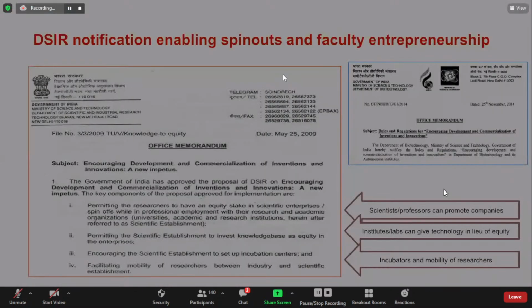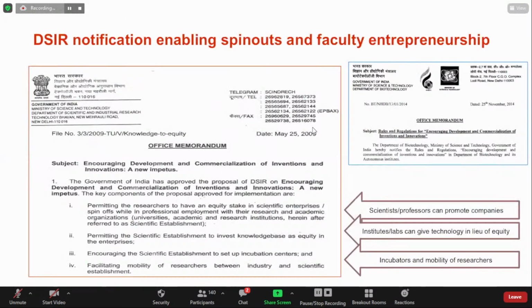Okay. One other last point is about this DSIR notification. I want to point out that there's a government notification which allows scientists to form companies in most institutions other than DRDOs and ISROs of the world. And this notification came in 2009, and you can see here permitting researchers to have equity stake in scientific enterprises and spin-offs. And this is something which is a great enabler if you want to build spin-off companies.